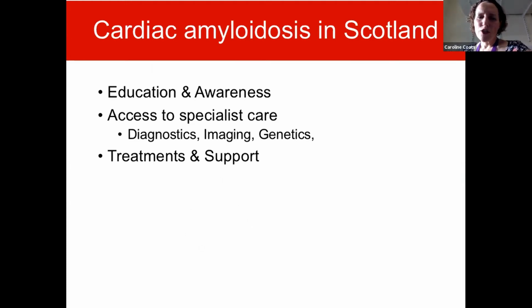I know there's work to do in terms of education and increasing awareness about amyloidosis. And I'm sure some of you will be frustrated at how long it's taken to get to your diagnosis. Everybody, regardless of where they live, should have access to specialist care, and that includes all the fancy imaging tests and genetics that I've talked about. And we hope that treatment and patient support is also going to be very much part of that for everybody.